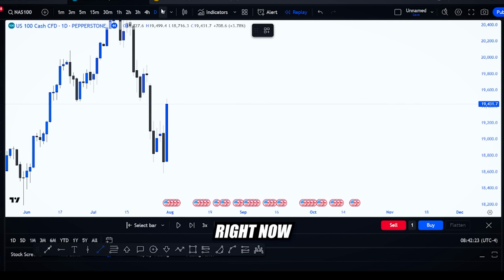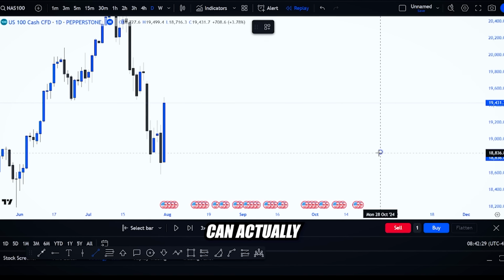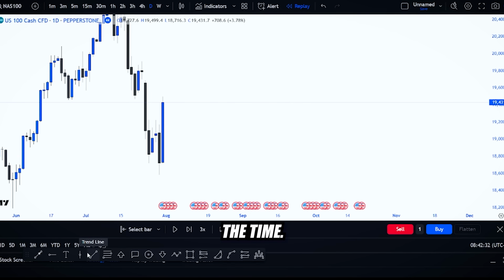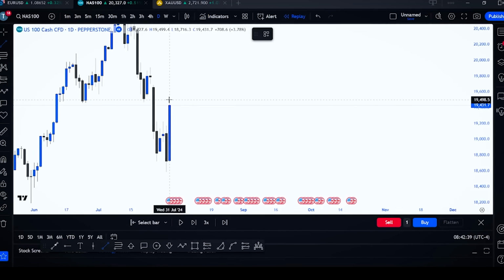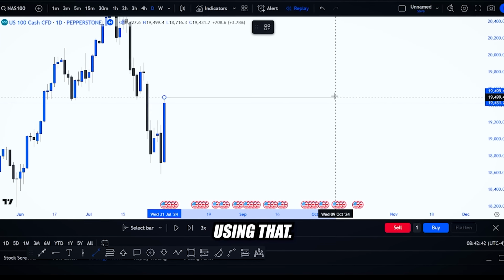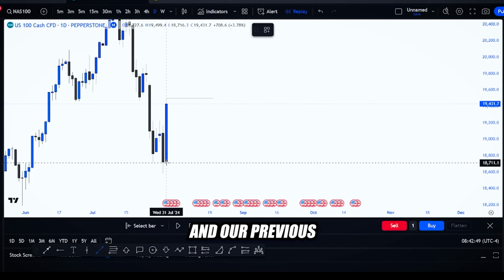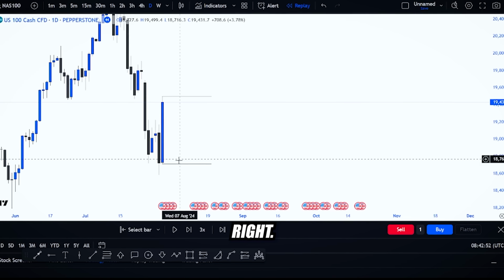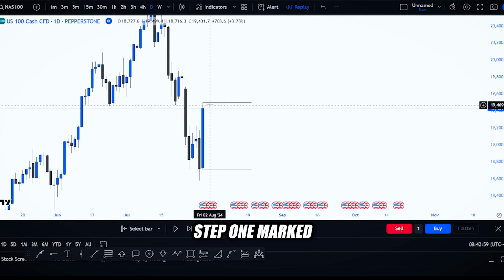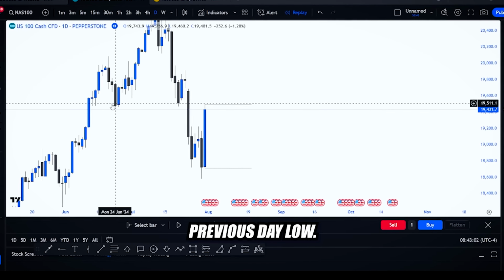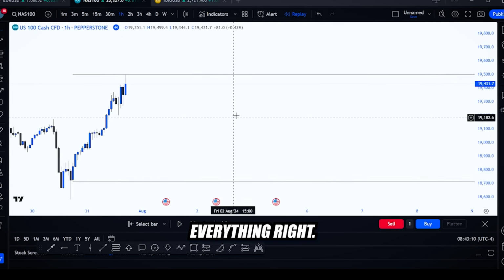So yeah guys, right now we're looking at the daily time frame. With this strategy, the time zones don't actually matter. You have to remember that, since you're just looking at the daily chart, the daily time frame. As you can see, you have our previous day high and our previous day low. From here, we marked out our previous day high. Remember step one: mark your previous day high, mark your previous day low. Now go to lower time frames, and that's where you actually see everything.